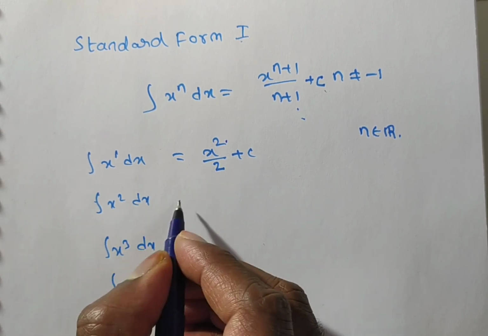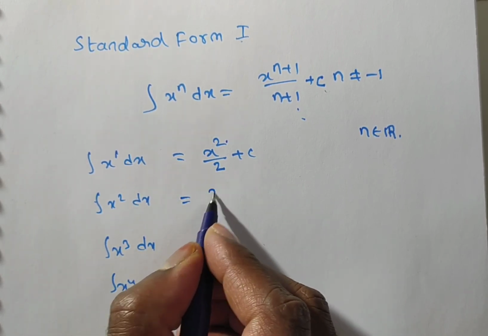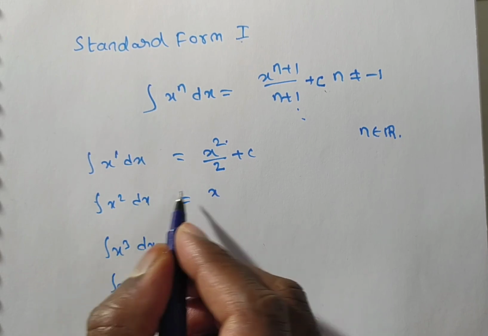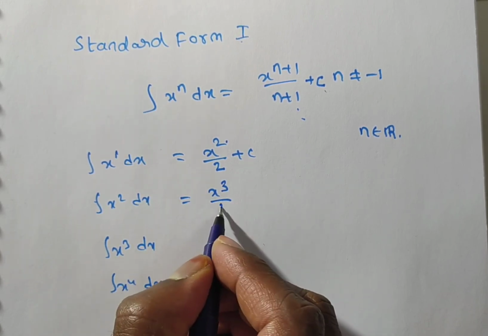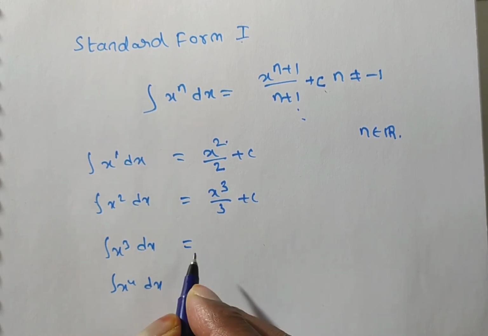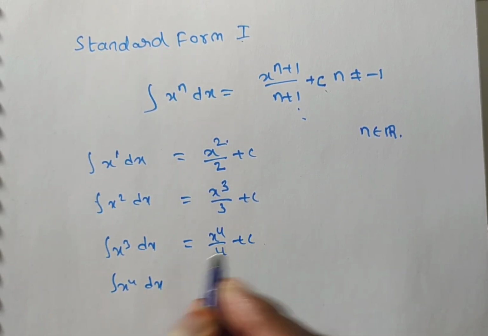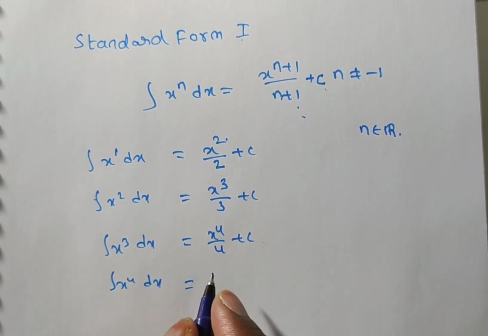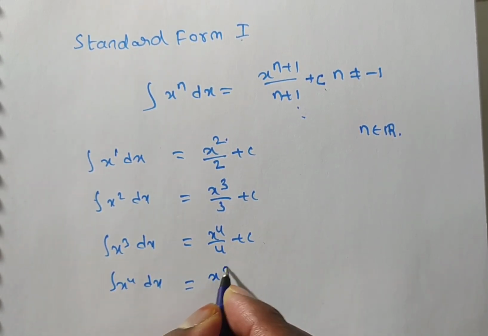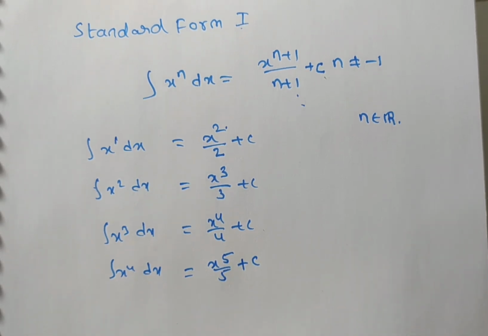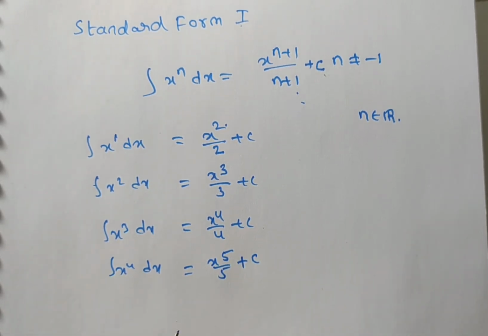Plus c. Now tell me what is the x square integration? x square means power is 2. 2 plus 1 is 3, by 3, plus c. Next, x cube integration? Yes, x power 4 by 4 plus c. Next, x power 4 integration? Power plus 1 by power plus 1, that is x power 5 by 5 plus c. That's it. Okay. Now we discussed, okay, one more example.